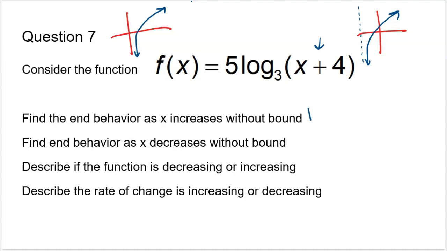So what is the end behavior as x increases without bound, as we go to the right of the function? Well, look at that right-hand side. It's going towards infinity. And what about the limit as x decreases without bound?